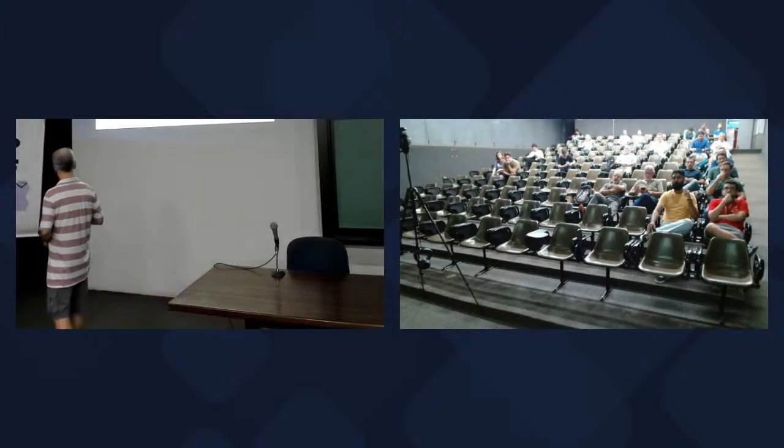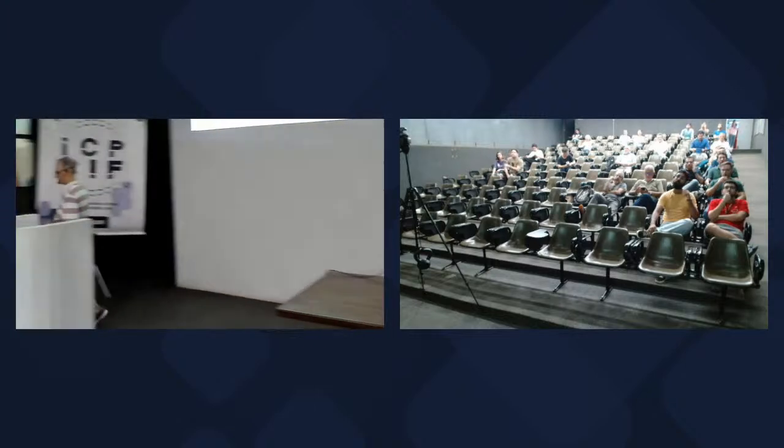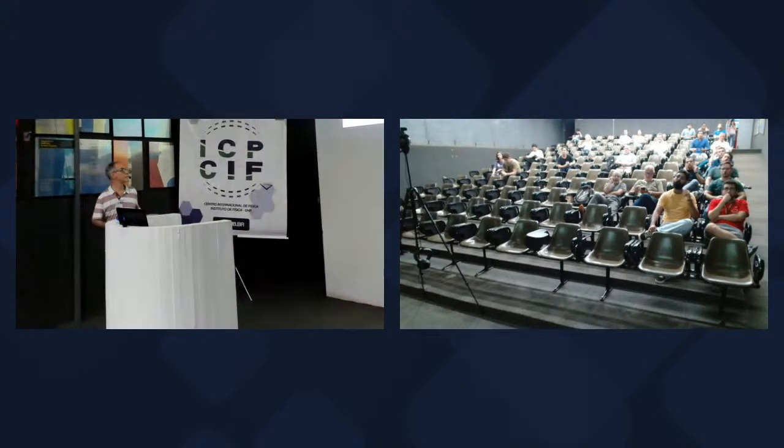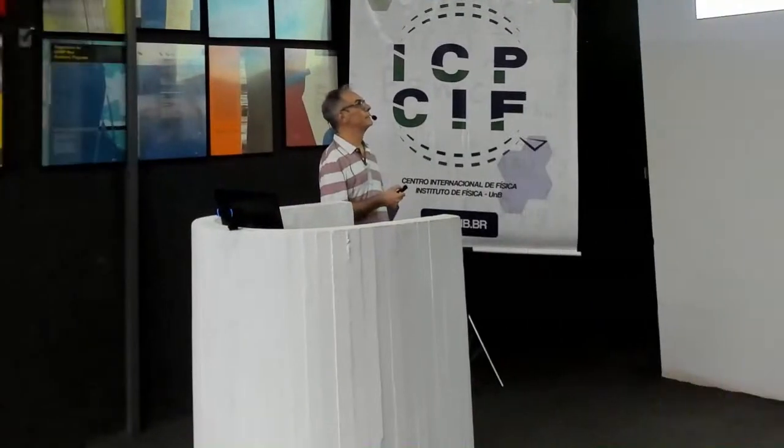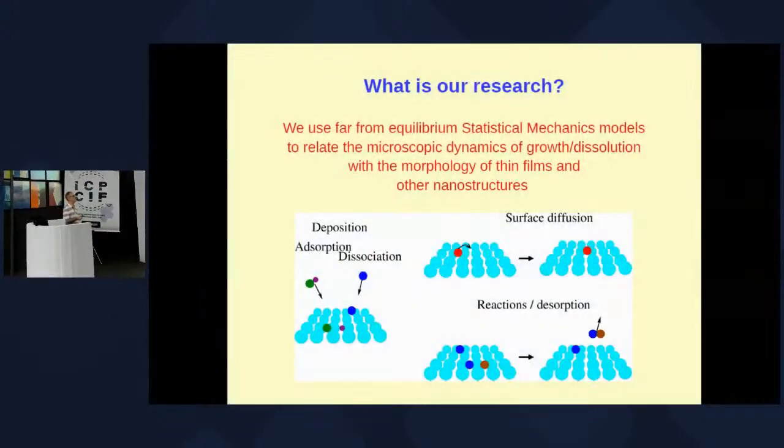Then, first I will try to summarize what the main aims of our research are. It is to develop statistical mechanics models far from equilibrium, far from thermodynamic equilibrium, to relate these two things: the microscopic dynamics of growth or of dissolution. Ismael gave you some examples of dissolving materials like calcite. Relate these dynamics with the morphology of these materials, like thin films and other nanostructures.